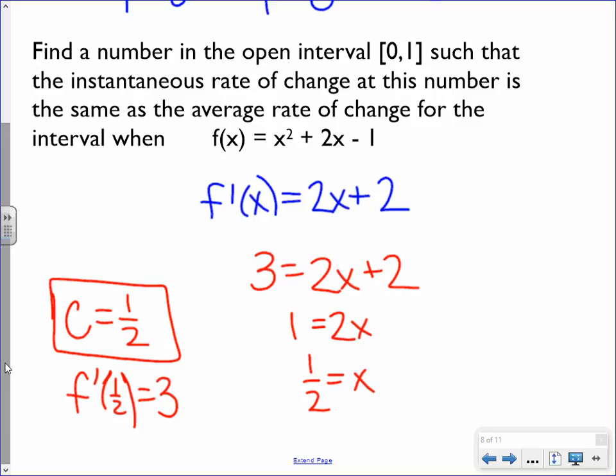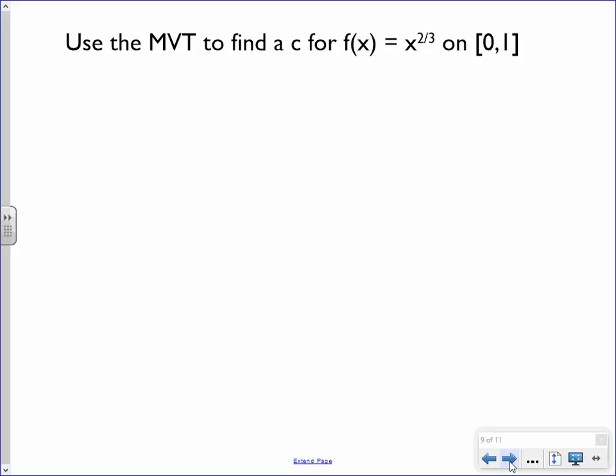What do you guys think? Okay. Maybe we should do another example. Yes. x to the 2/3 on 0 to 1. Larry, did you have a thought? No. Okay.